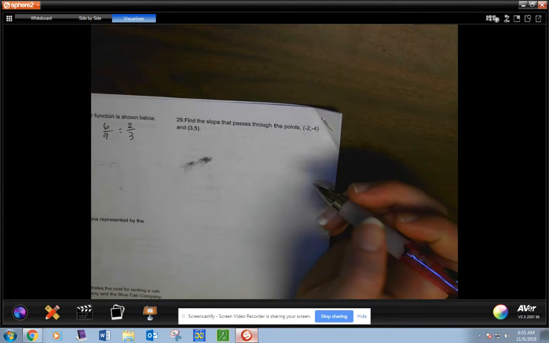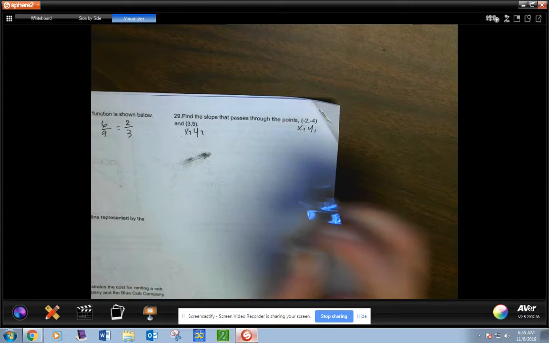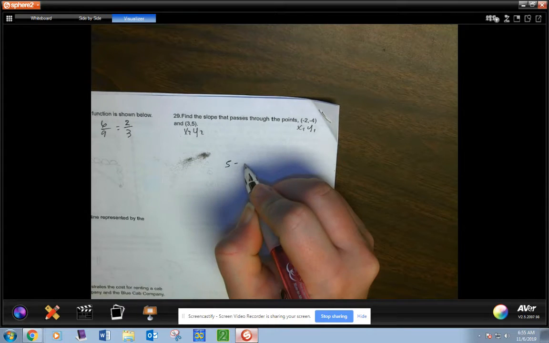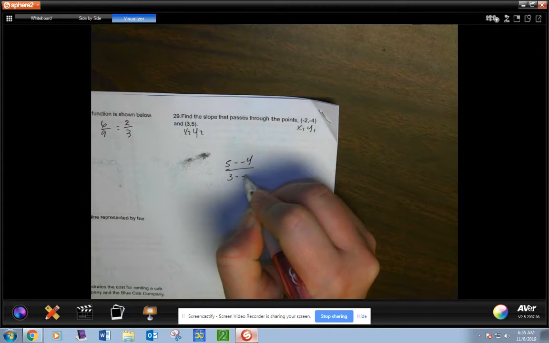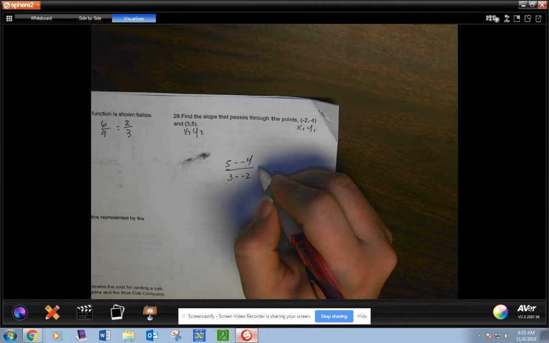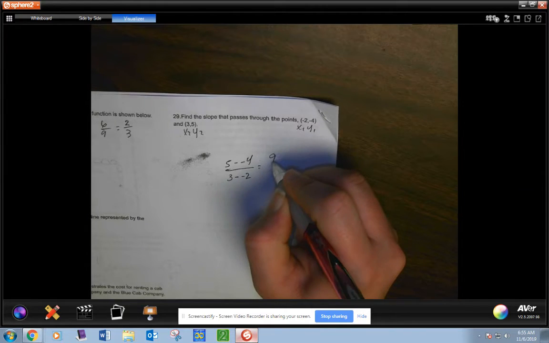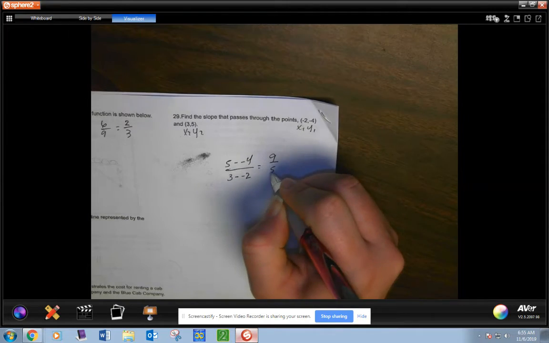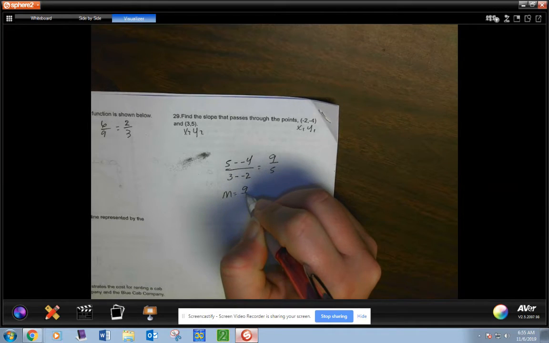For the last question, find the slope that passes through the points (-2, -4) and (3, 5). So to find slope, this is my x1, my y1, my x2, and my y2. We're going to do 5 minus -4 over 3 minus -2. If you want to use your calculator, you can, or if you want to just do the math mentally, this becomes 9 and that becomes 5. 9 over 5 cannot simplify, so my answer is 9/5.